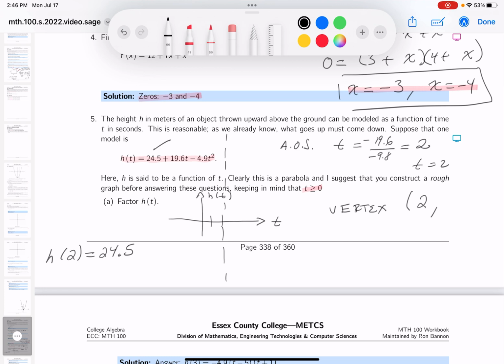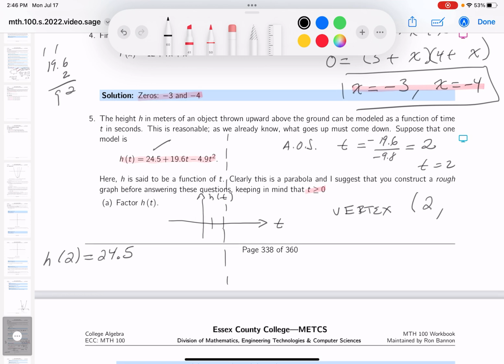19.6 times 2. Well, let's see. 19.6 times 2. 2 times 6 is 12. 2 times 9 is 18. 18 plus 1 is 19. And then 2 times 1 is 2. 2 plus 1 is 3. So what are you going to get? You get 39.2. And again, these are sort of problematic numbers, but let's not worry about that.